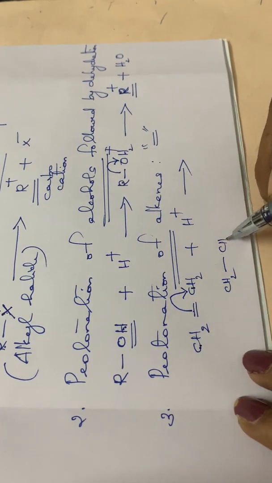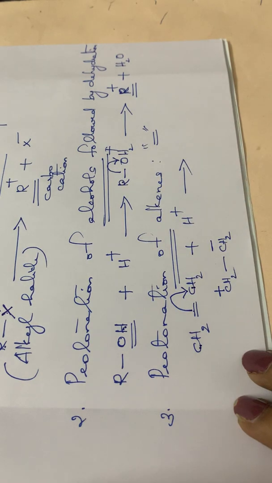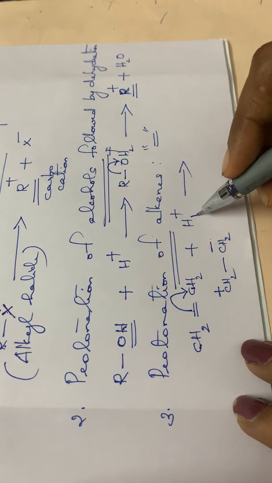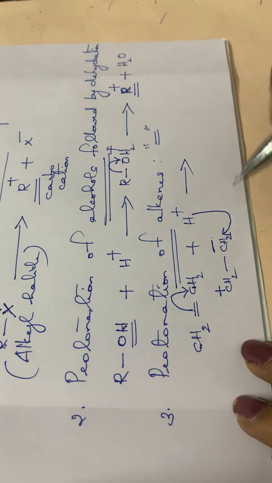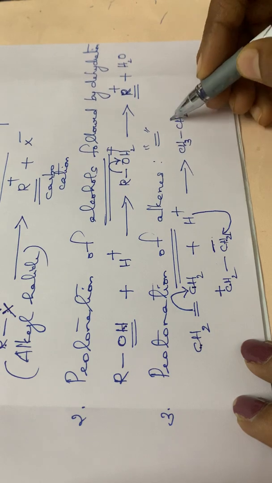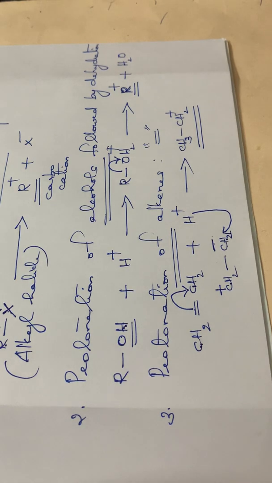So I am writing that particular species. This carbon has a positive charge and this carbon has a negative charge. Then H plus is added. Normally H plus will be added to the negatively charged carbon atom, so that it becomes CH3. The other group is CH2 plus. So we have CH3 CH2 plus. Again we have a carbocation. These are the different methods for the formation of carbocations.